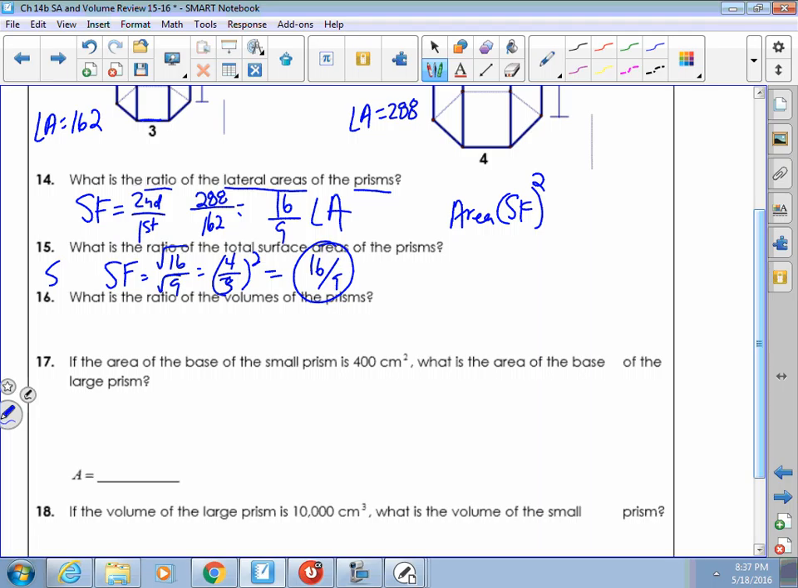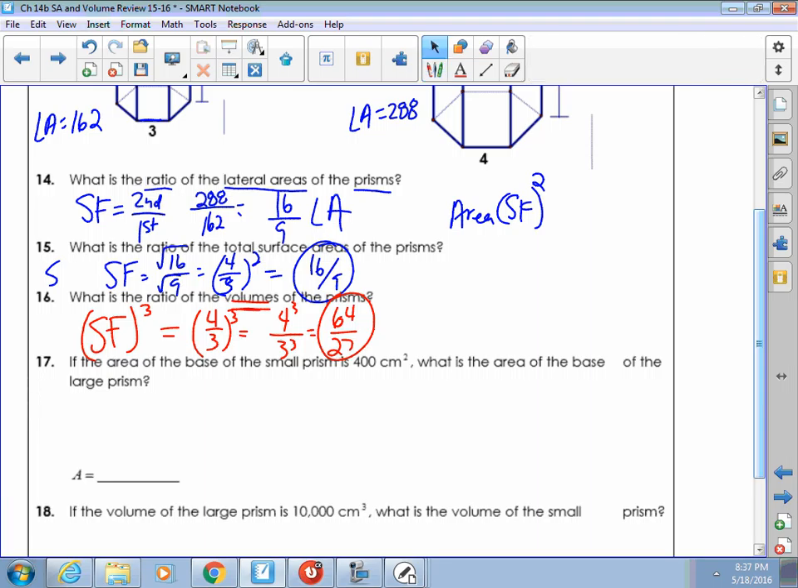On this next one, they're talking about volume. What do we do to the scale factor when dealing with volume? Yep, that's when we cube it. We know our scale factor is 4/3, so I'm going to cube that, meaning I cube the 4 and cube the 3. That gives me 64 over 27. That's my ratio of the volume.